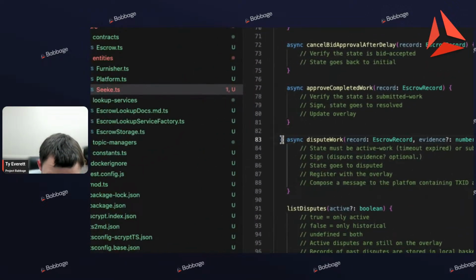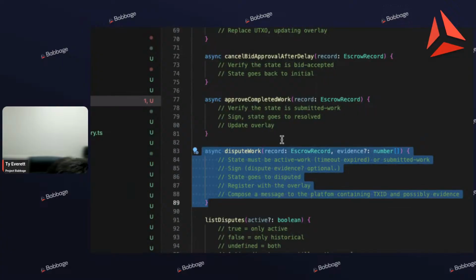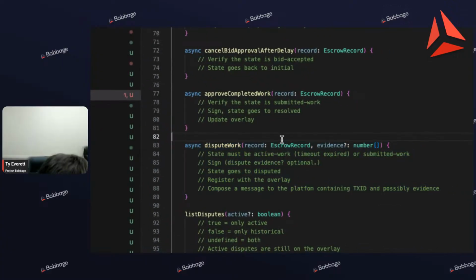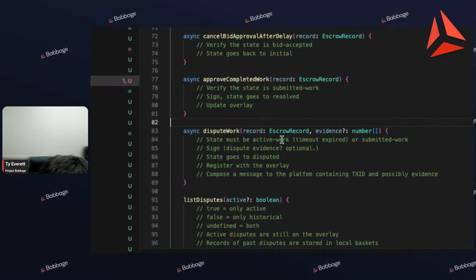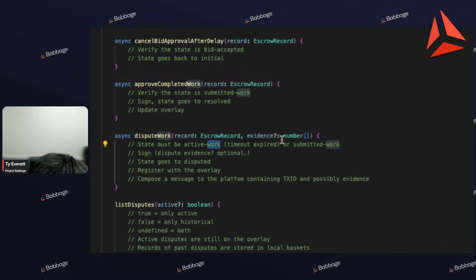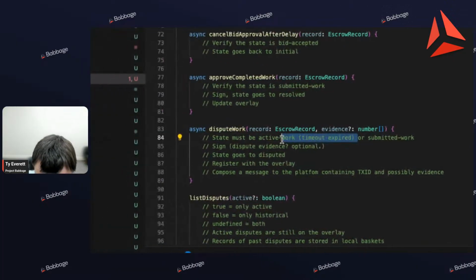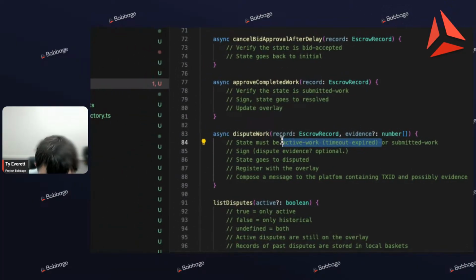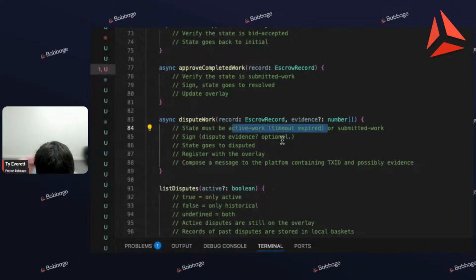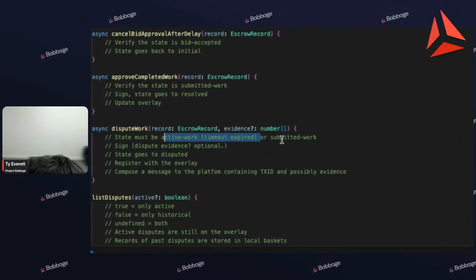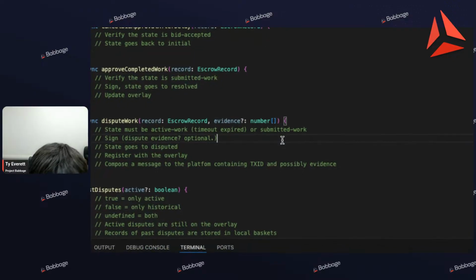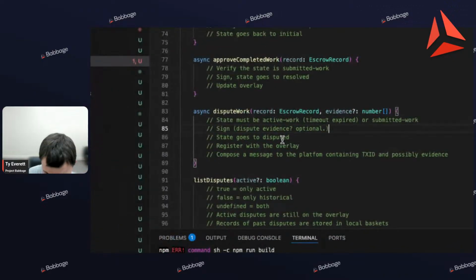The seeker can dispute work as long as the furnisher of products or services did not complete the work in time. They could also dispute the quality of submitted work.